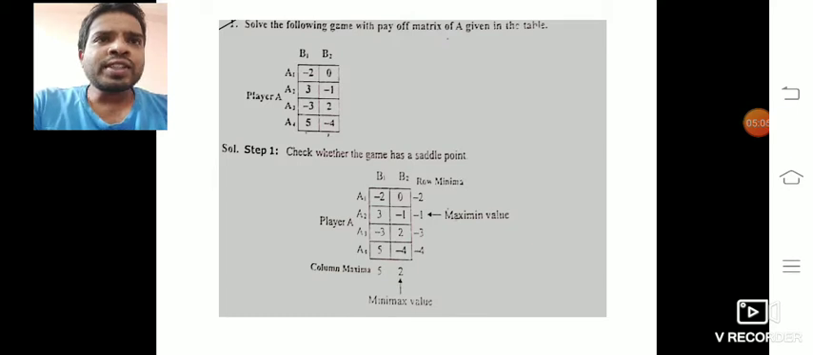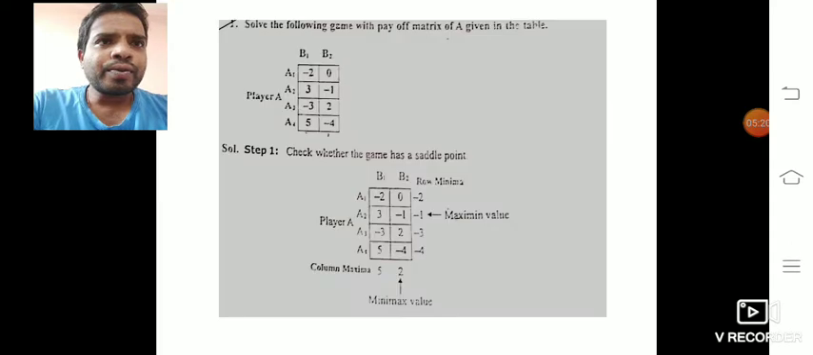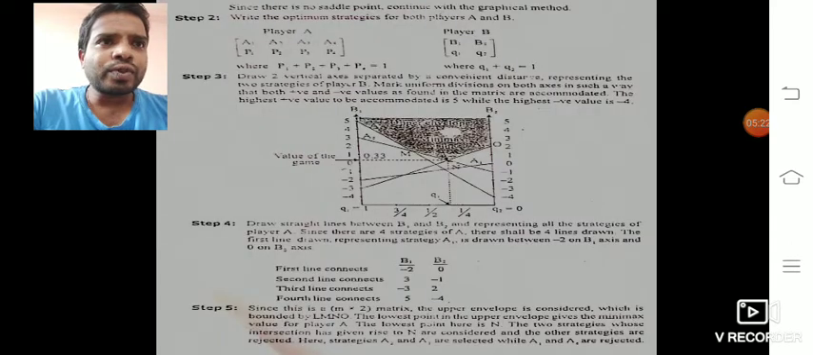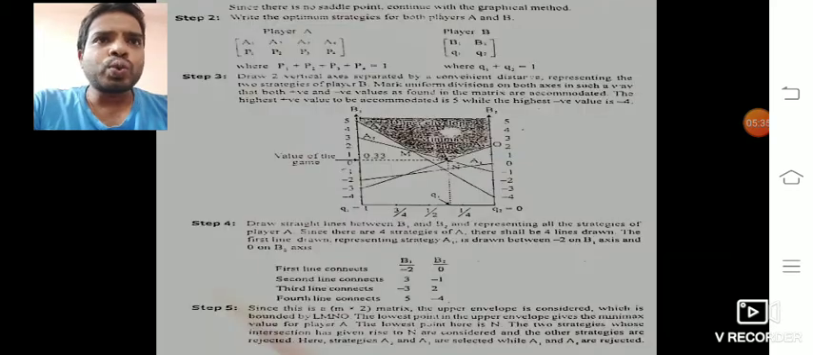Now for the A2 row, B1 is 3, B2 is -1. Just mark a point on the B1 vertical line at 3, and on the B2 line at -1. Join those two points and name that line A2. Similarly do it for the A3 row, B1 is -3, B2 is 2.